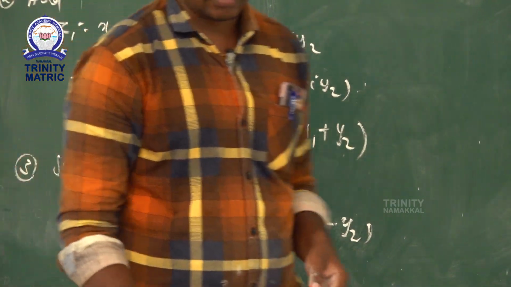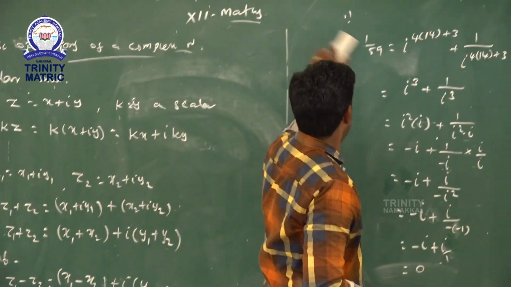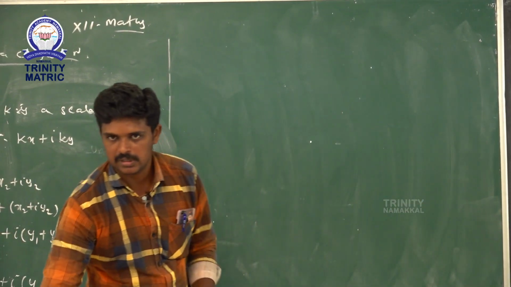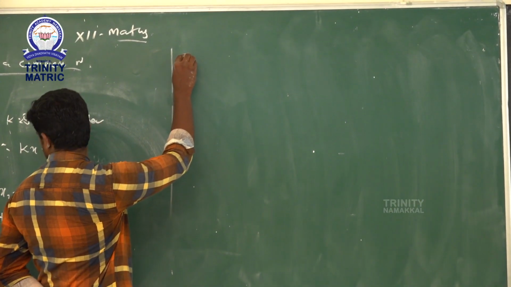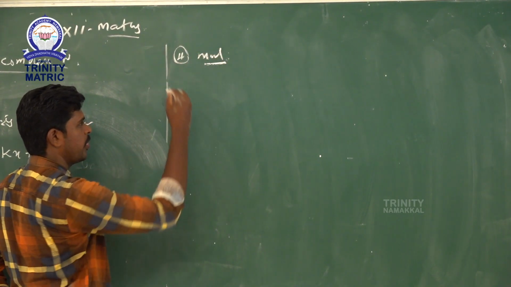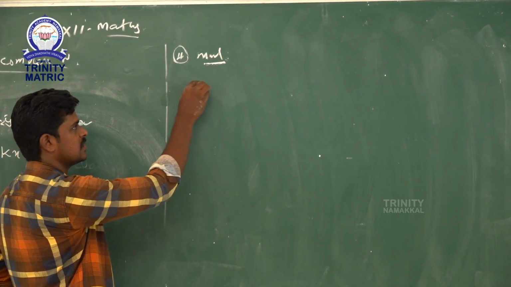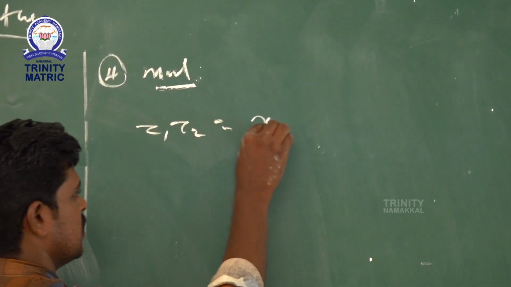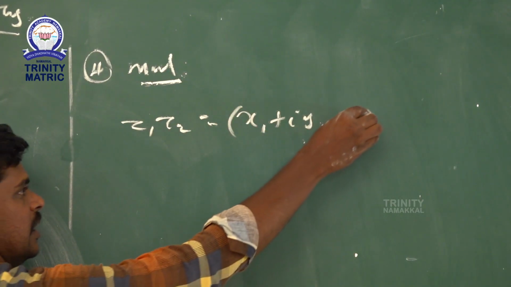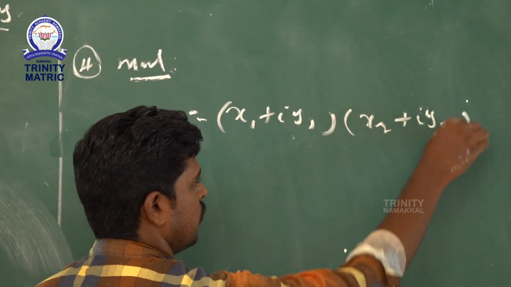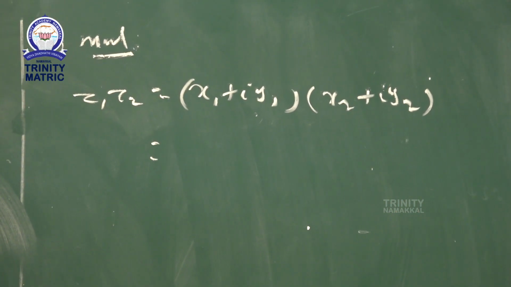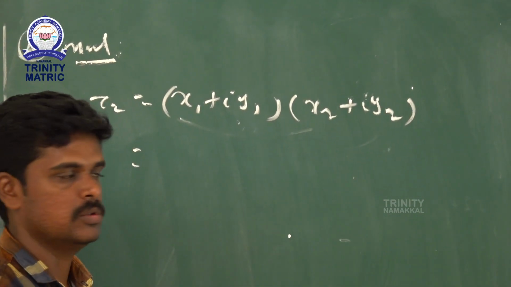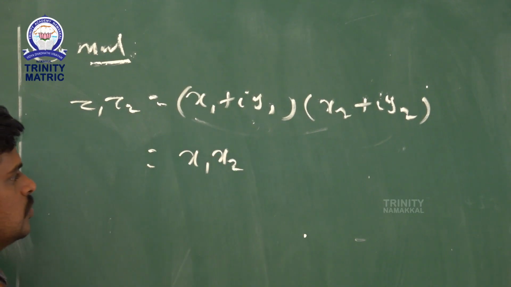Okay, next multiplication. Multiplication is the easiest one, but this is not done separately. Here we multiply both the terms. Fourth one, multiplication. I take the same two complex numbers, z1 into z2. Here z1 means x1 plus iy1 and z2 means x2 plus iy2. So multiplication means normal multiplication. So take x1 to x2 and x1 to iy2. So x1 into x2 is the first term.